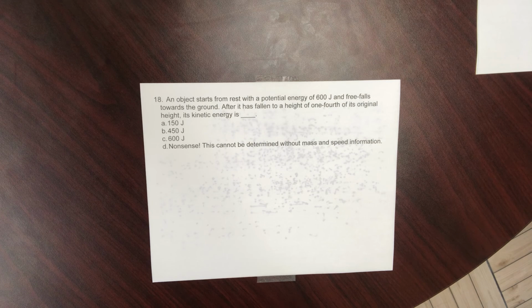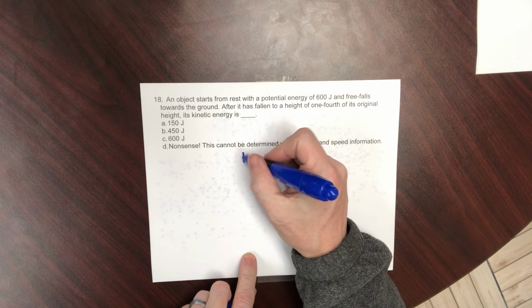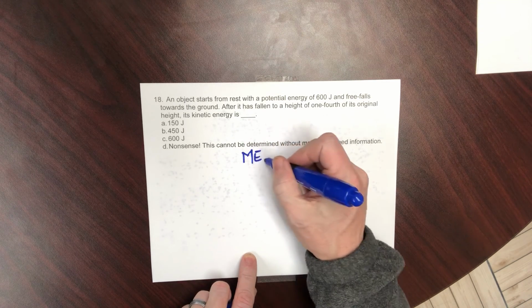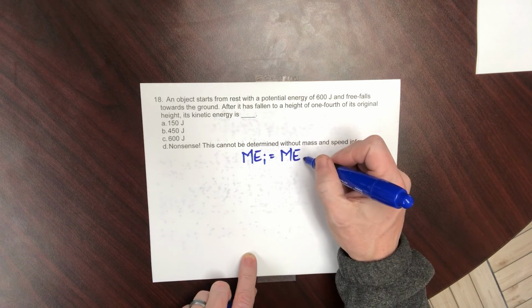So here we have conservation of mechanical energy because there's a change in potential energy as it falls and a change of kinetic energy as it falls as well. So we know the initial mechanical energy equals the final mechanical energy.